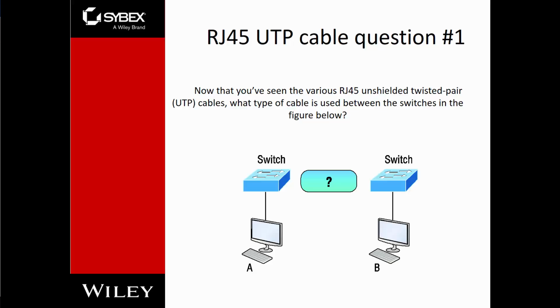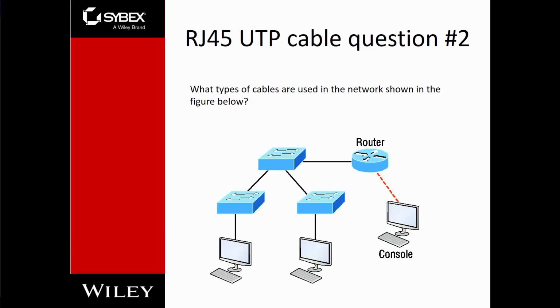So UTP cable question number 1, what would we use between these two switches? Because they're two switches, we'd be using a crossover. Number 2, what would we be using between a console and a router? Yes, it is a PC, but notice what type of connection we are going for. We're looking for a console cable, and it'll normally be light blue. If it's dotted lines like that, it normally means crossover. So between these switches, they should not be solid lines. They should be dashed lines.